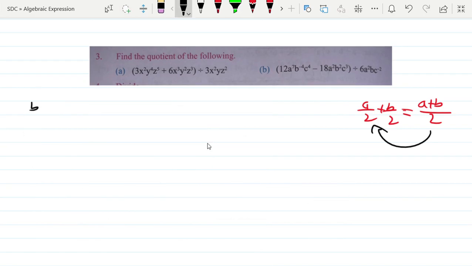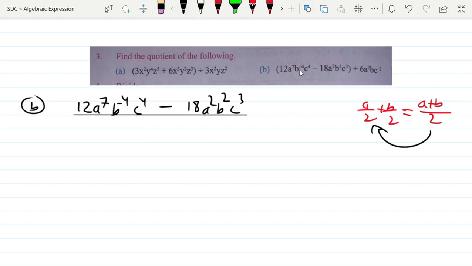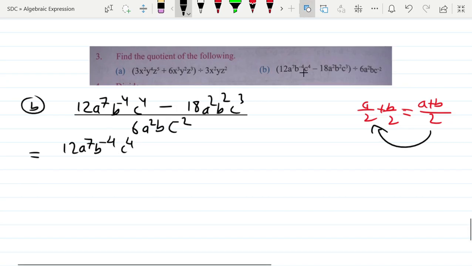Okay, number B now. So here you see 12a power 7, b power minus 4, c power 4 minus 18a square b square and c cube, is it? So it's getting divided by 6a square b c power minus 2. So what we do first is we separate the base, is it? So 12a power 7, b power minus 4, c power 4, is it? So this will get divided by 6a square b and c power minus 2.